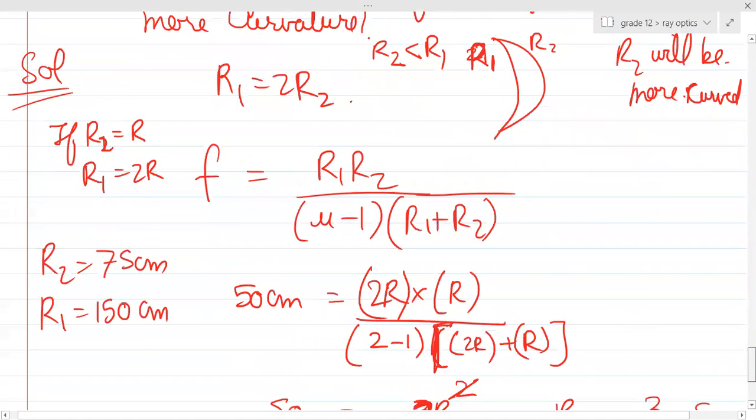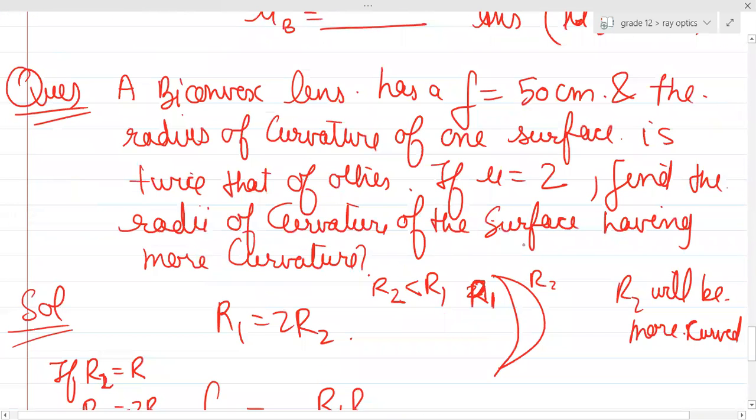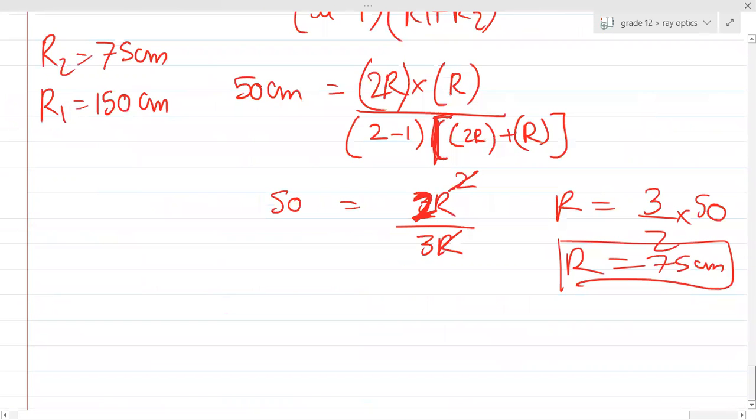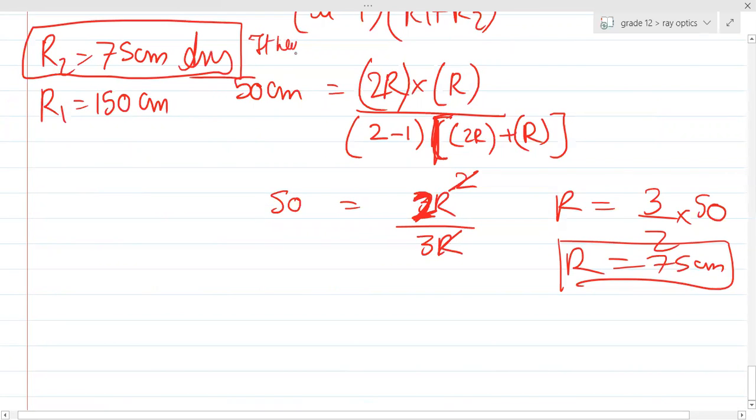Now I want you to find out the radius of curvature of the surface having more curvature. So what is the answer to our question? Is this the answer or is this the answer? This will be the answer. It has less radius, more curvature. Is it clear, guys?